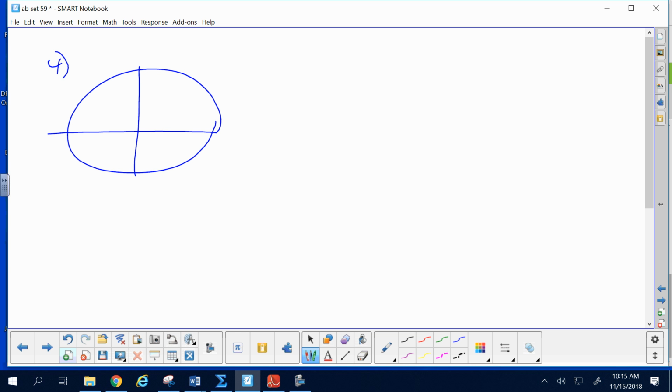It's moving along this guy, and as it passes through (4, 3), the y-coordinate is decreasing at a rate of 3 units per second. That right there tells me what direction.